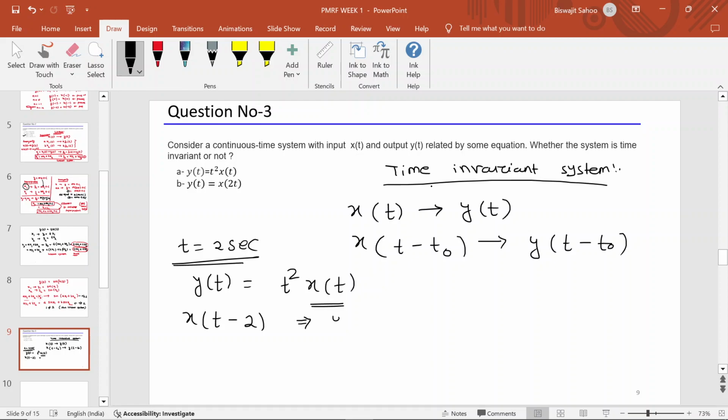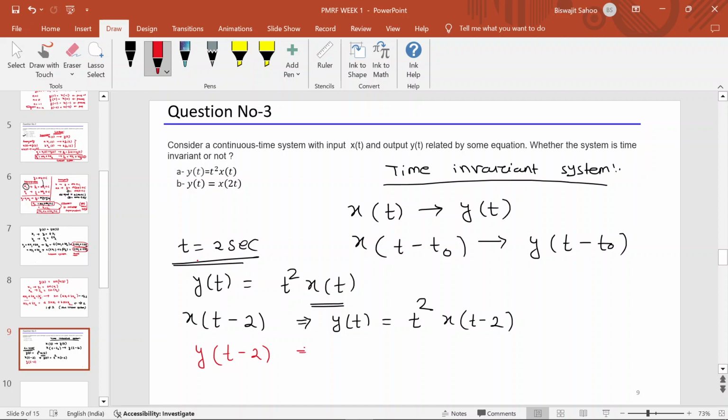This implies your y of t is now, you're delaying your input, wherever input is there, x of t is now x of t minus 2. But what is your output? I'm just changing my pen. You just try to understand. Y of t minus 2. This is your output because you're delaying your output by the same amount.